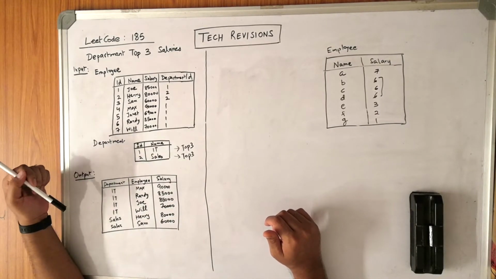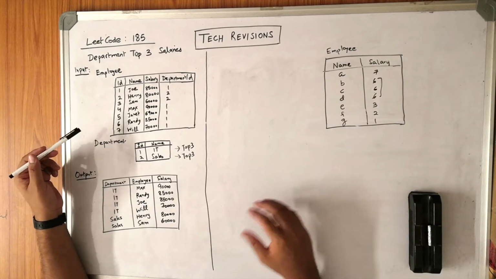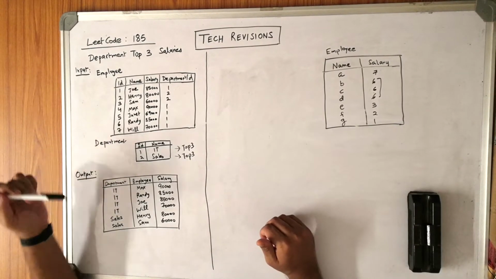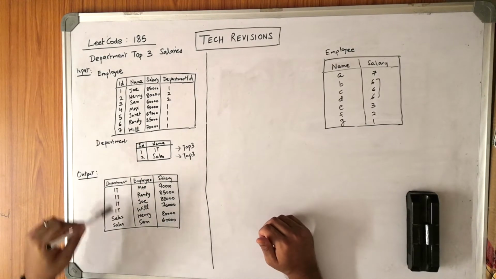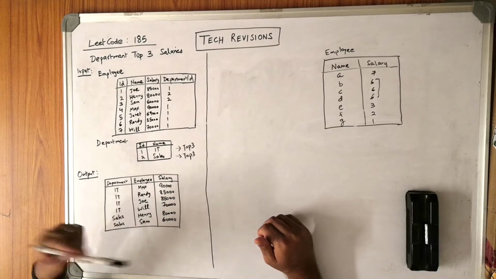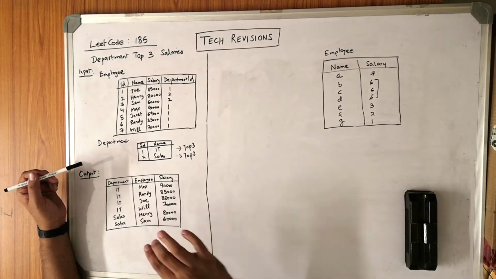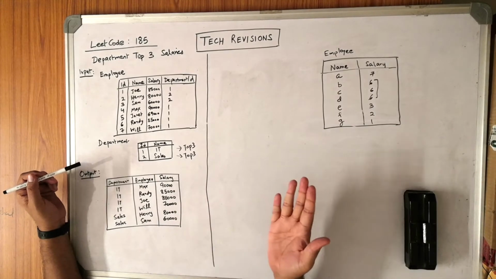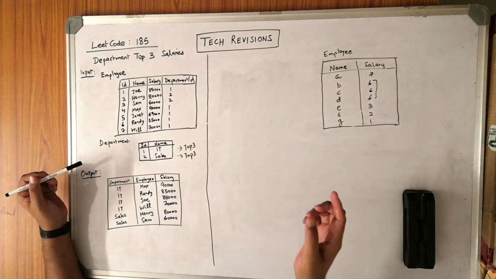The SQL query which you have to give as the solution to this problem should give out this output. And what is this output? The output is a department, employee, and their salary. But the filtering criteria is that you have to give out a list of employees who are earning the top 3 salaries department-wise. So in the IT department, how many people are earning the top 3 salaries?